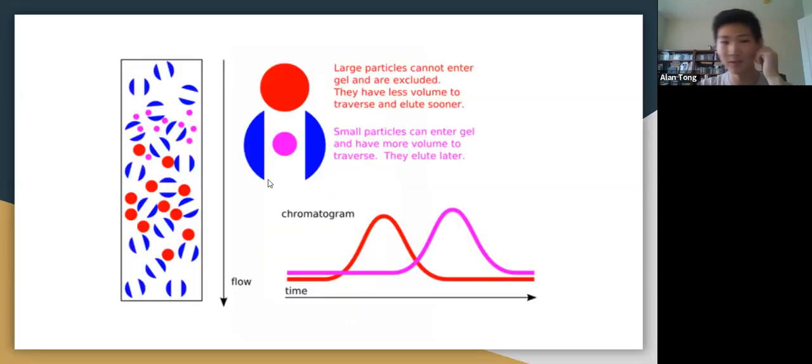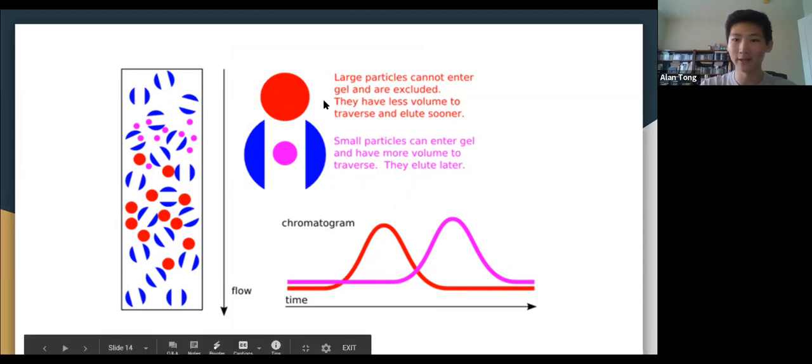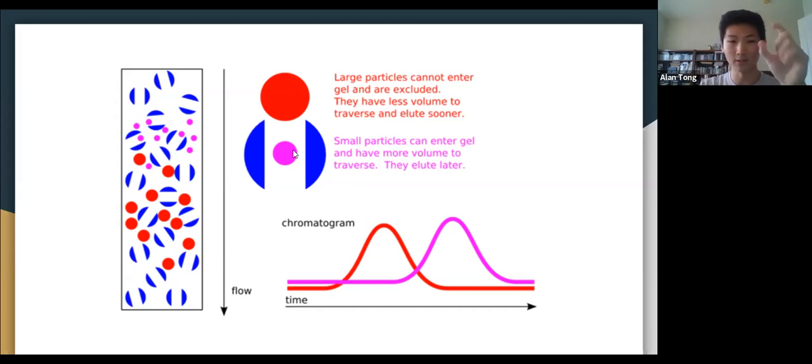And here's one more image explaining the same thing. Now, we have all these beads with all these crevices and pores, and the small ones get sidetracked. They go inside these pores. And the big ones are like, nah, I ain't got time for that. And they just go straight on through, right? So you can see how the big ones can't enter the gel, so they elute sooner. And the small ones go through this convoluted path and they elute later.